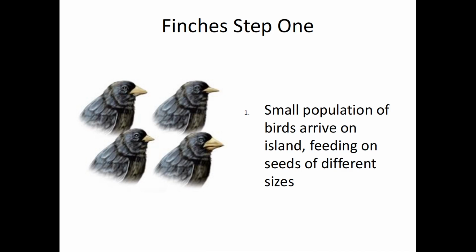All right, so let's go back to our finches. We're going to talk about how evolution might happen. So the first step with these finches: you have a small population of birds. They arrive on an island. Somehow they're on this island, and they're feeding on seeds of different sizes. Now, something I want you to notice in this picture, this small population of birds, they have different beak sizes, right? Perhaps not that important where they came from, but maybe it might become important moving forward in where they now live, all right, this new island.